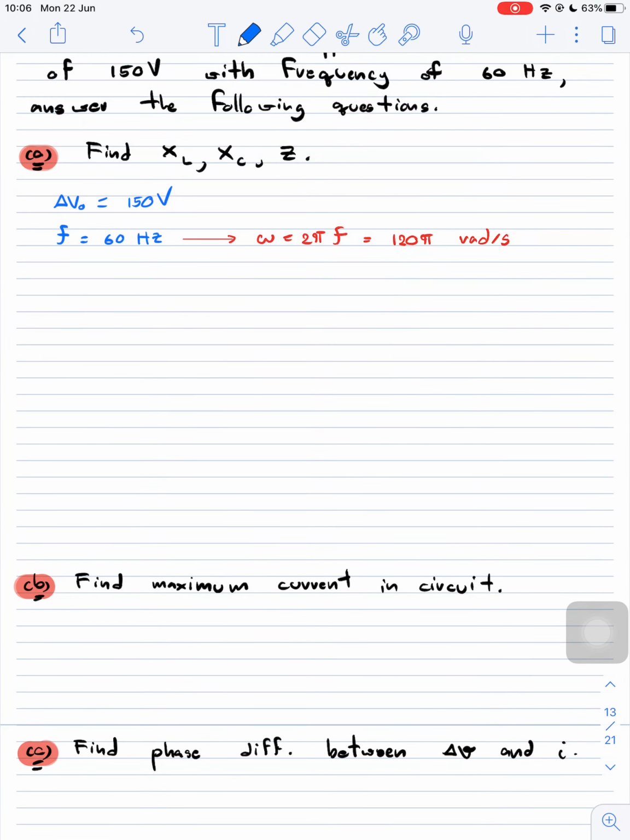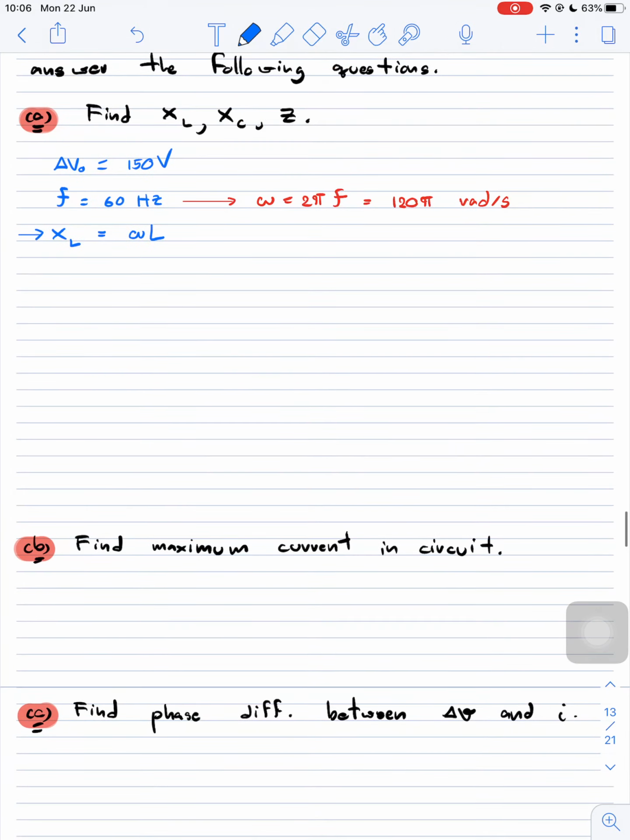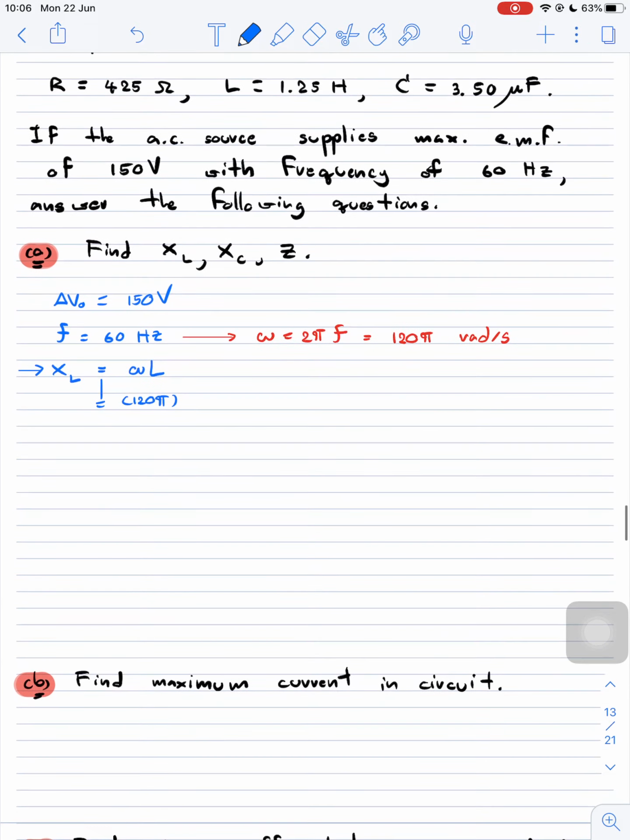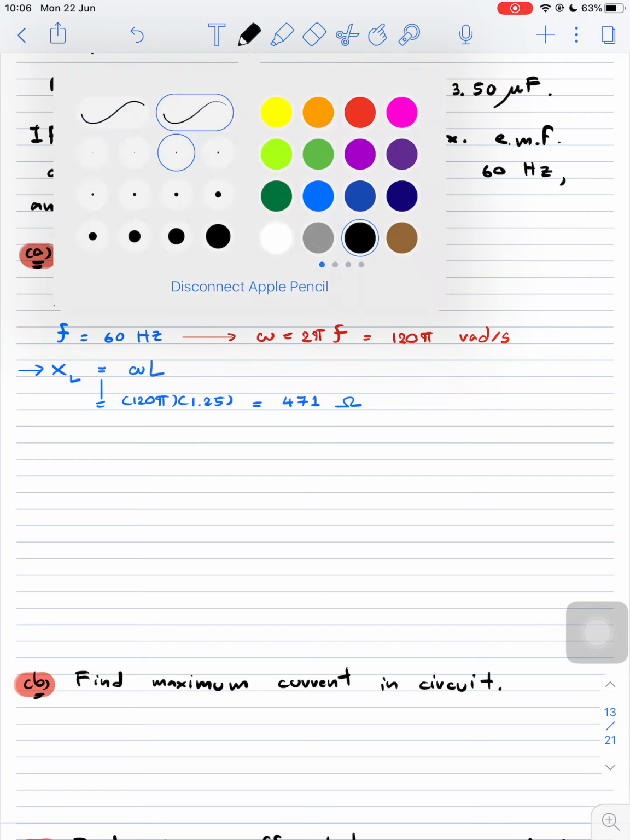Okay, so let's start from the XL. The XL is equal to the omega times the L, which is 120 times pi, and then the L equal to 1.25 Henry. This is the inductance. So the answer is 471 ohms.